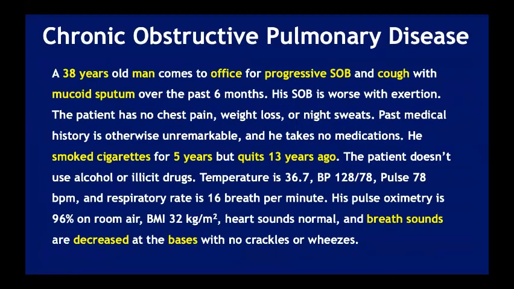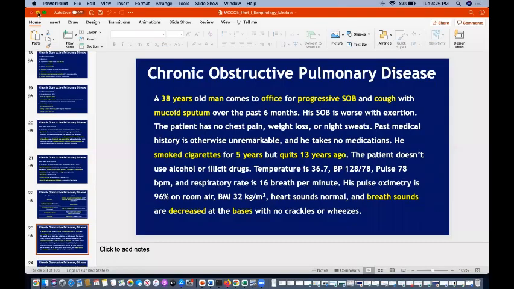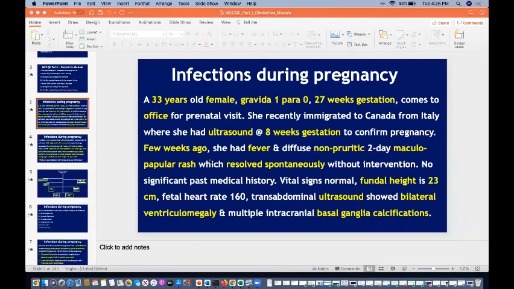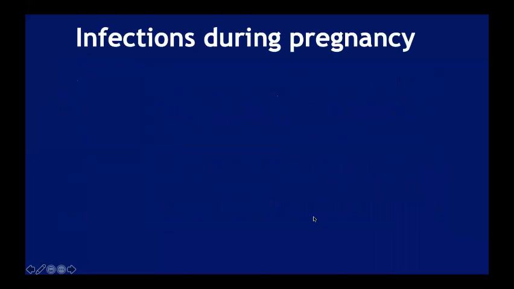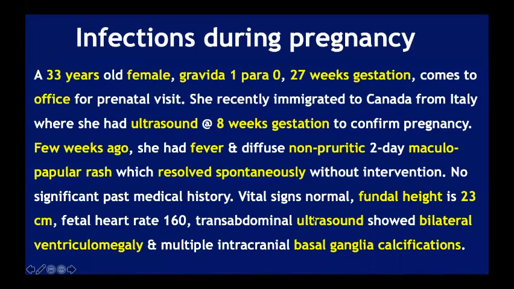So this was our first case. Let me share with you the second case. Yeah, there it is. So this is an OB-GYN case, an obstetrical case. A 33 years old female, gravida 1 para 0, 27 weeks gestation, comes to the office for prenatal visit, recently immigrated to Canada from Italy, ultrasound at 8 weeks gestation confirmed pregnancy a few weeks ago, fever, diffuse non-pruritic 2-day maculopapular rash, resolved spontaneously without intervention.